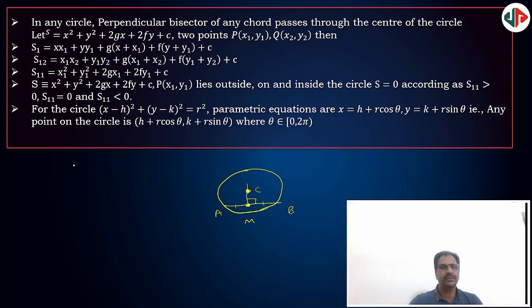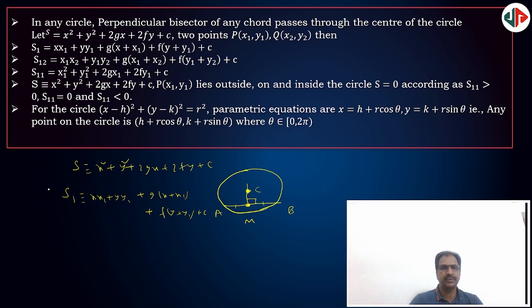Next, these are the notations that are followed. If the circle is represented by the letter S, where S is x square plus y square plus 2gx plus 2fy plus c, and (x1, y1) is any point, and (x1, y1) and (x2, y2) are any two points, then what is S1? S1 is x x1 plus y y1 plus g into (x plus x1) plus f into (y plus y1) plus c. Remember, S1 represents a line.